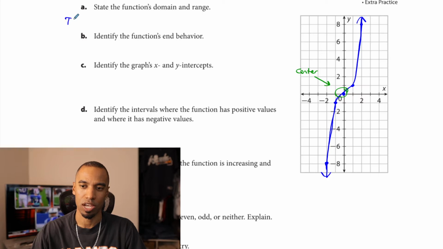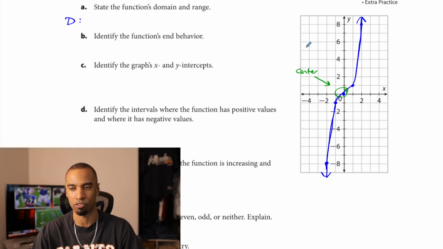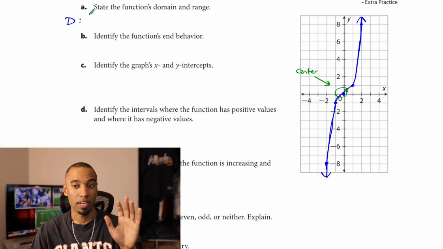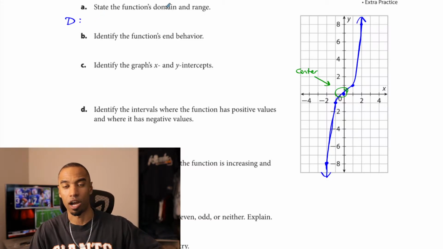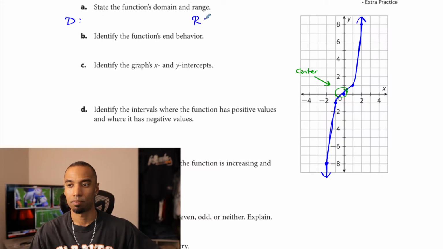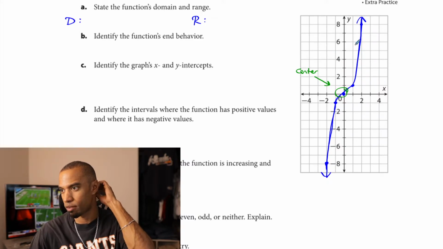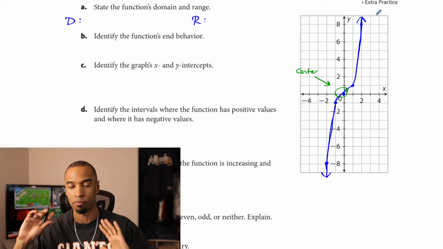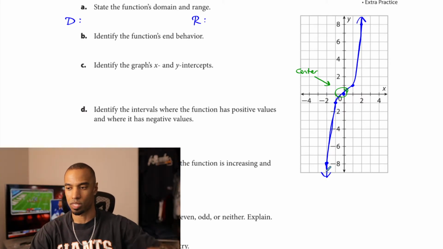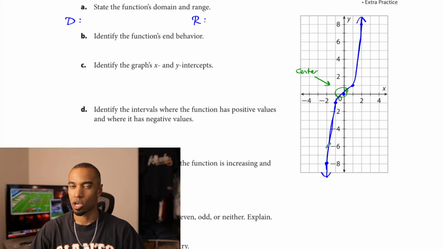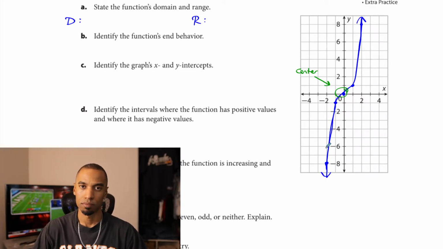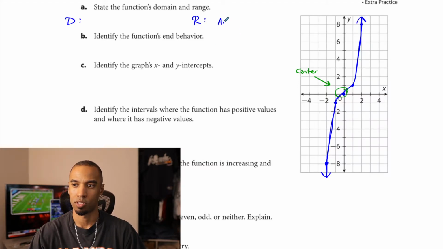Now, domain and range have to do with how far left and right these graphs go. Domain is how far left and right these graphs go. Range is how far up and down these graphs go. I'm going to answer range first, only because it's probably more clearly visible to you guys. This graph clearly, with the arrows, shows that it goes up forever, and it clearly shows with this arrow that it goes down forever. This hits all real numbers for range, so I'm just going to say all real numbers.